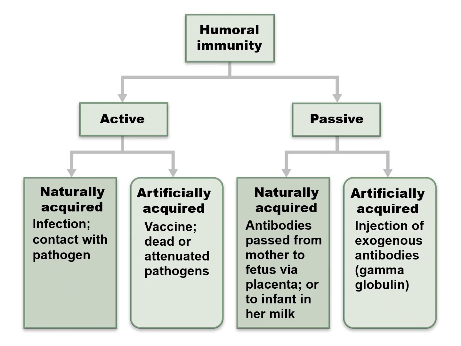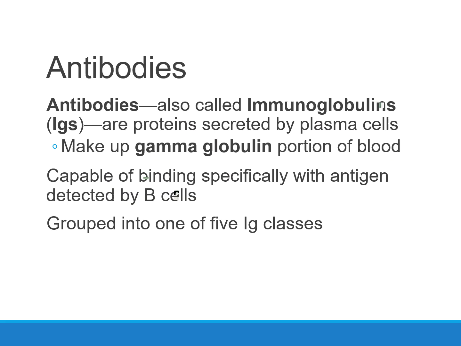All right. In passive, naturally acquired, we're passing the antibodies. So there is the key word. In passive, we are giving the person the antibodies that they need to fight the illness. They're not making them themselves. So the antibodies are passed from mother to fetus, either through the placenta during development or from mom to the baby through her breast milk. And artificially acquired is when we are actually giving you exogenous antibodies in the form of gamma globulin to make sure that your body is able to fight the illness adequately.